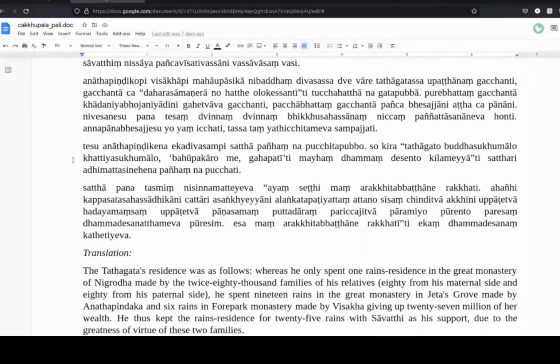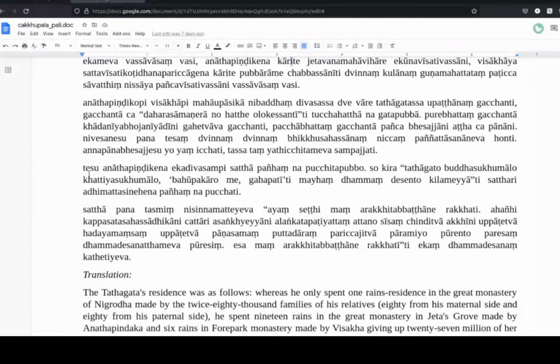Okay, I'm in a bit of a time limit here because I'm using someone else's space, but let's go through this last paragraph together in Chakupala. Yeah, can I have another 15 minutes? 10 minutes, 15 minutes? Okay.